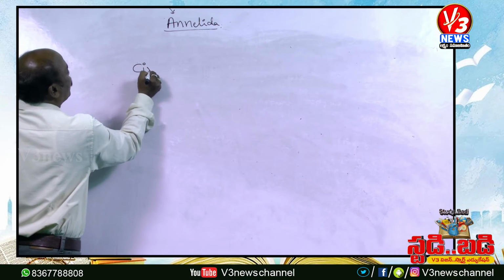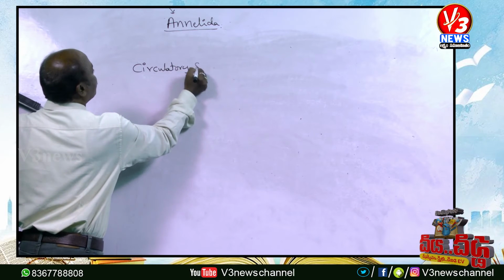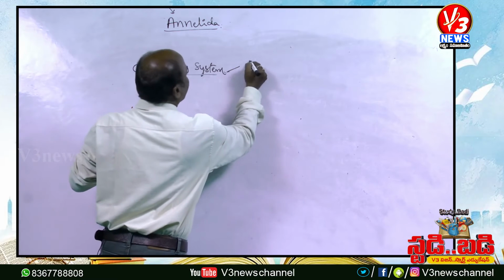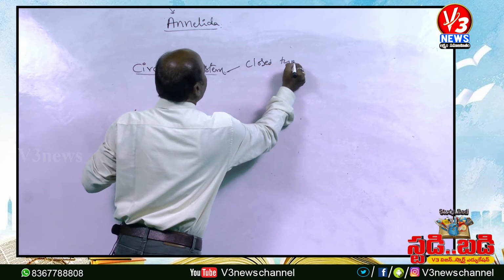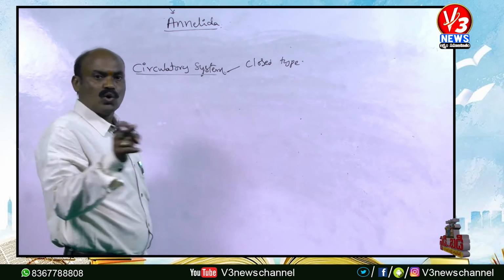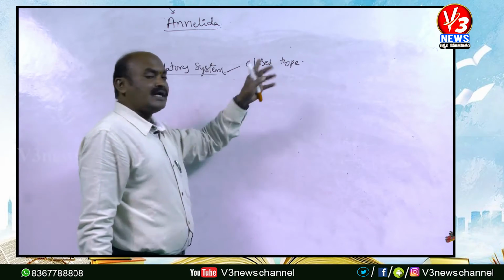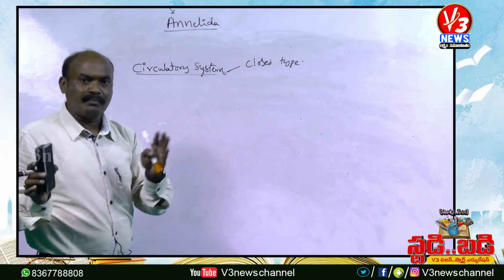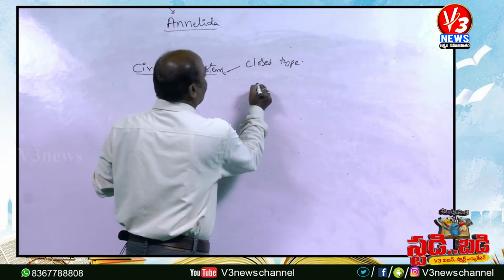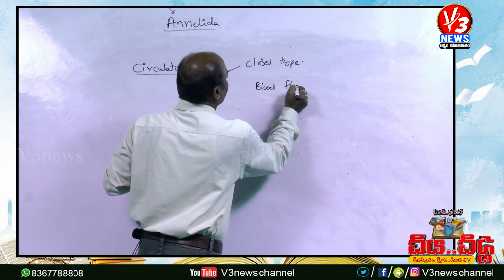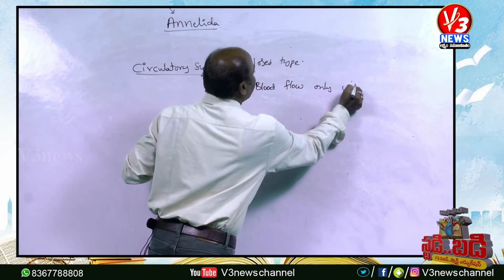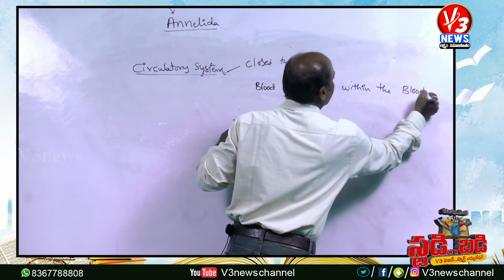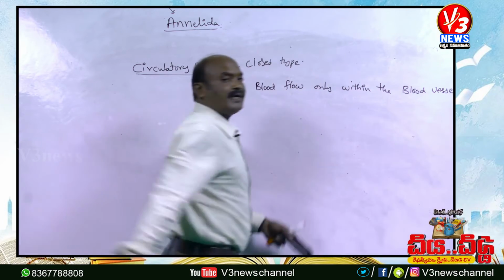A very, very important point here, the circulatory system. In annelids, the circulatory system is of closed type. Generally, circulation is of two types, closed type and open type. So what is the difference between closed and open? In closed type, the blood flows only within the blood vessels. So there are no empty spaces.